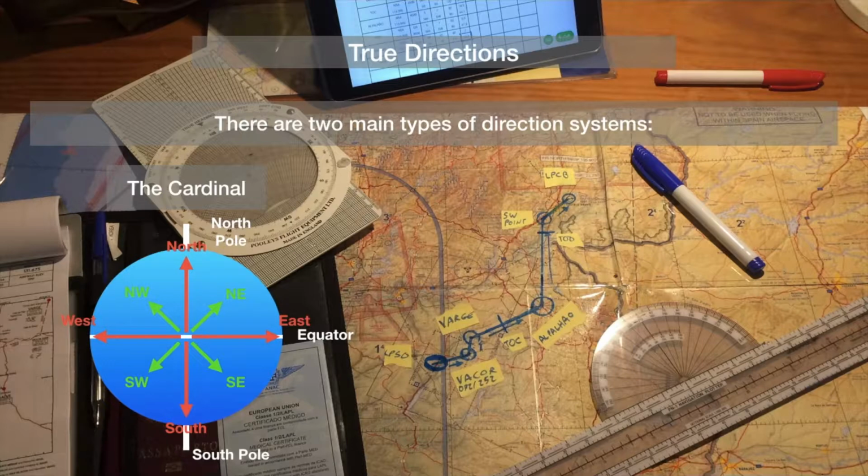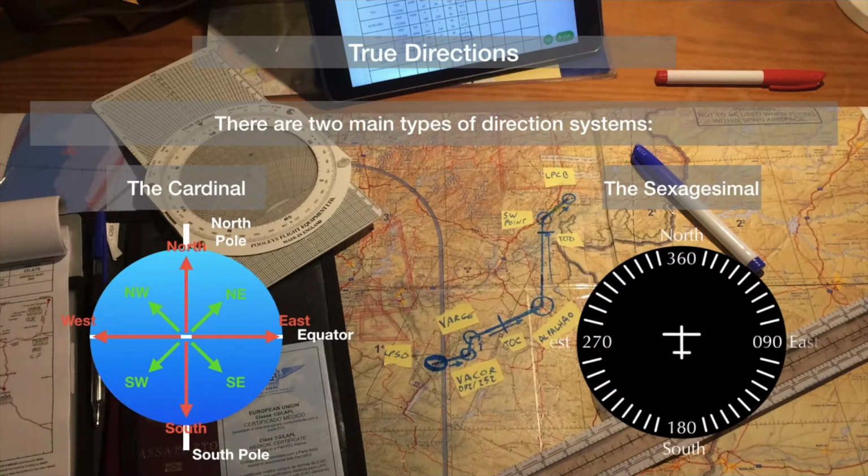This is why for navigation it has been invented the sexagesimal system, which is very similar to the cardinal one. We have the north, south, east and west in the respective positions. However, here we have the circle that is divided through 360 degrees with the 360 on the top, and each degree representing a defined direction or course. This is a very accurate method and is the main one used for navigation.